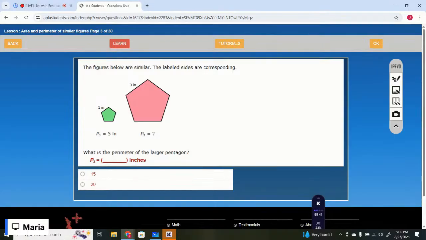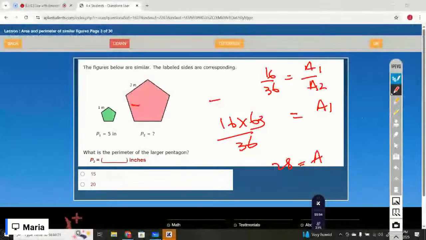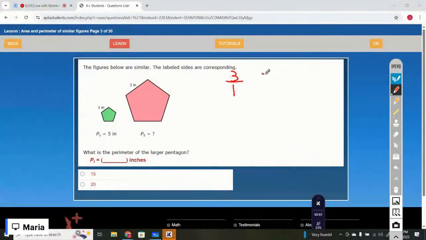The figures below are similar. The labeled sides are corresponding. What is the perimeter of the larger pentagon? So we need to calculate: 3 over 1 equals P2 over 5. So P2 equals 3 times 5, that is 15. Option number 1 is the correct option.